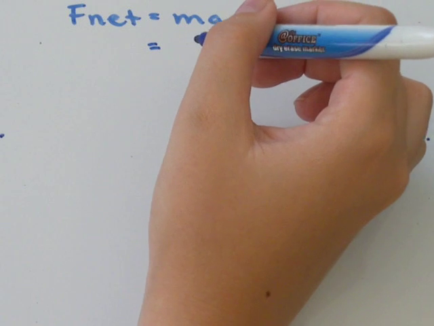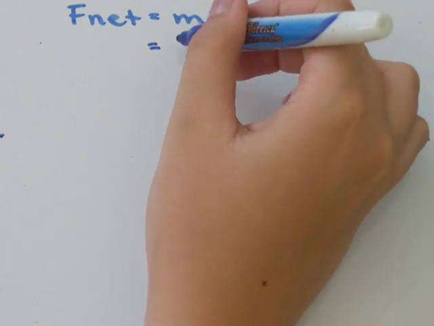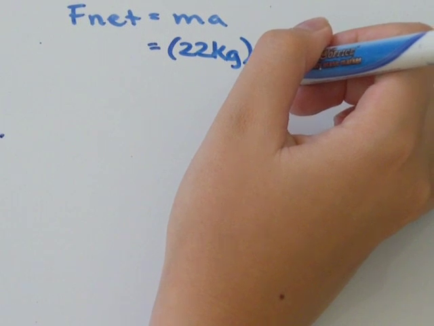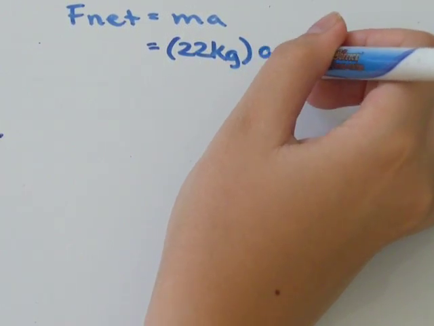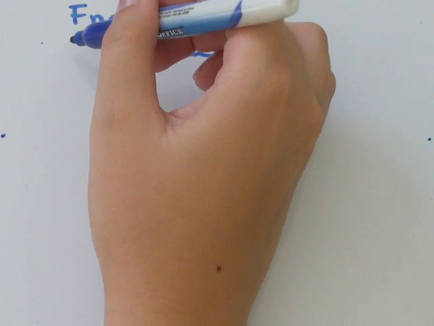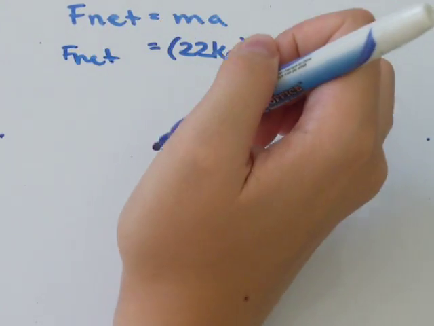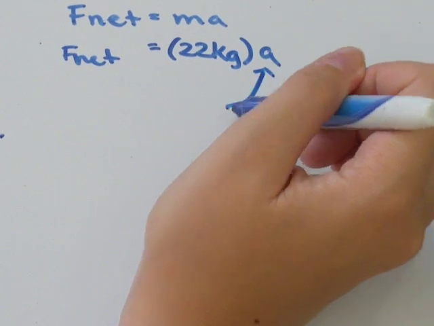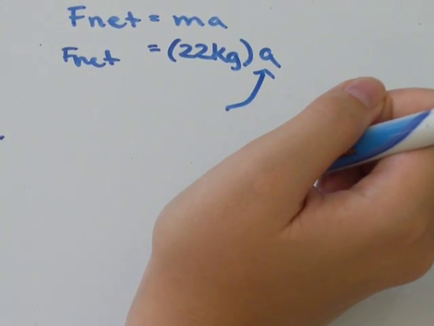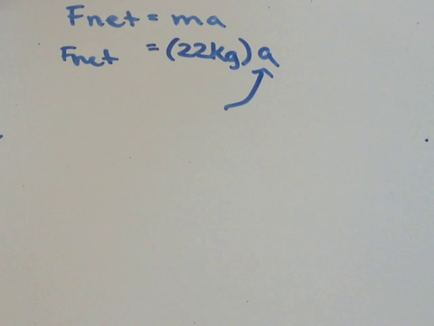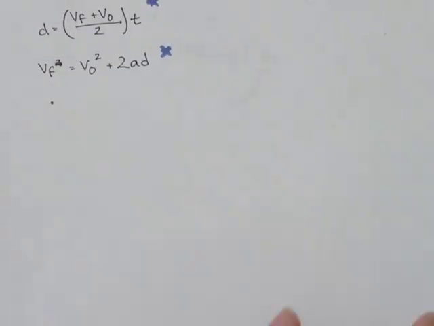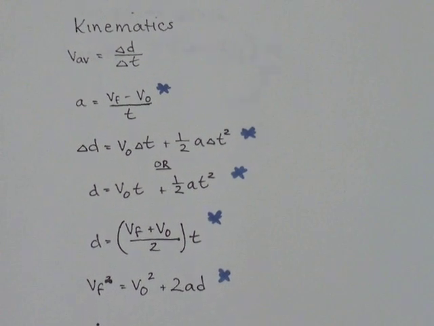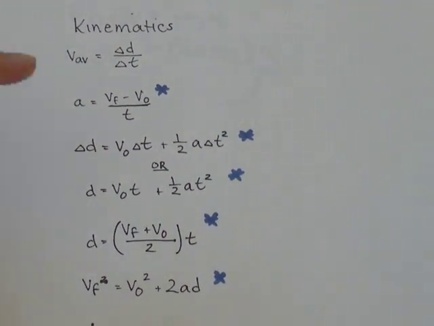We know the mass is 22 kilograms. We don't know the acceleration, it wasn't given to us in the question, and we're being asked to solve for F net. So the problem here is that we have two variables. But it's okay, we can use our knowledge of kinematics to solve for a. So if you remember from kinematics, we just had these formulas. So the one I'm going to pick is this one.